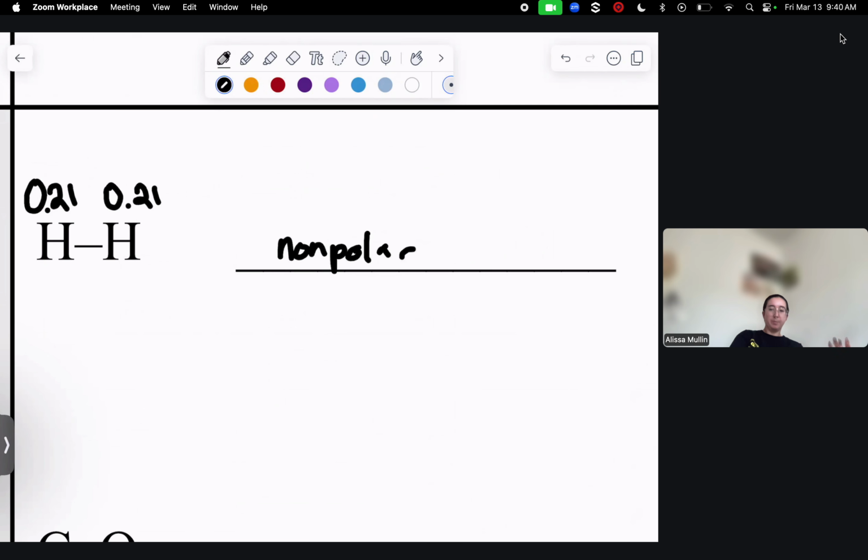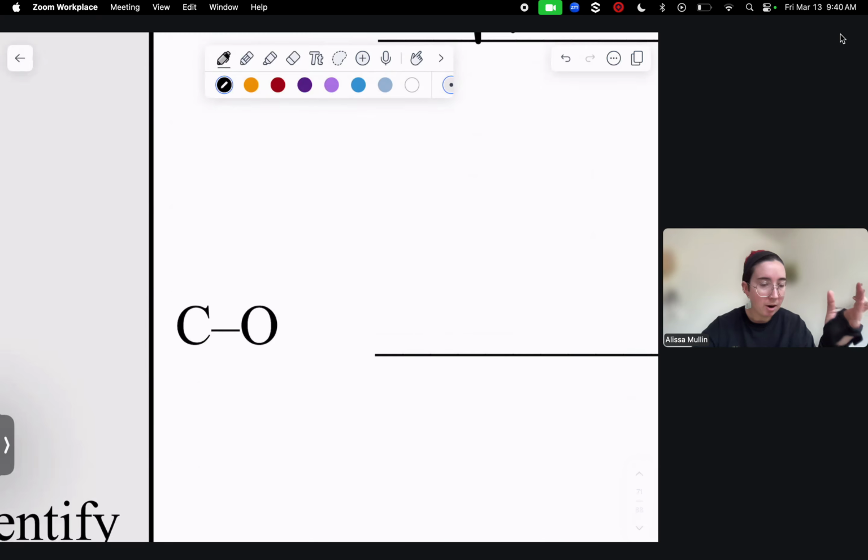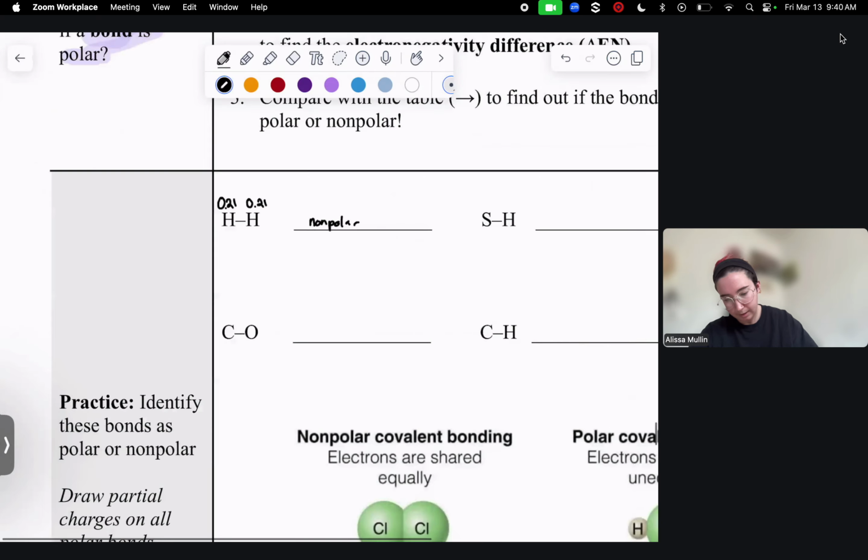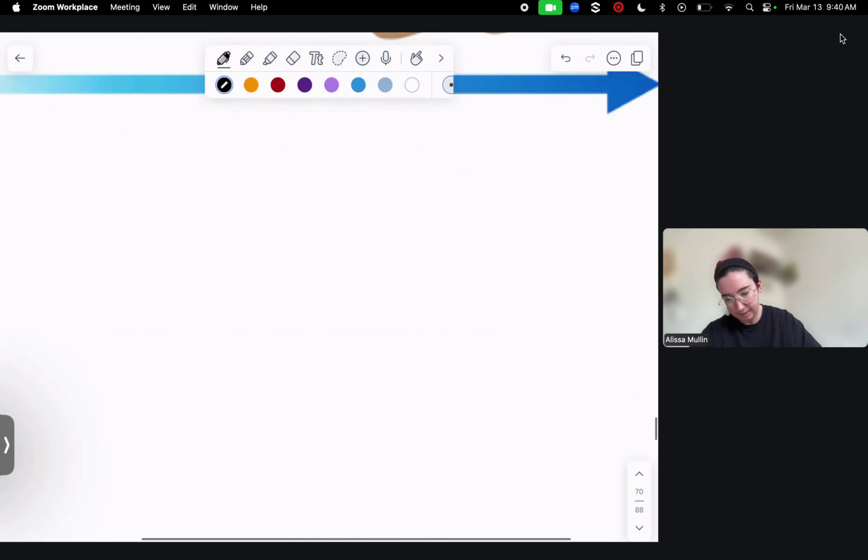Okay, so it's based on the difference between those numbers. Let's try this one now. So we're going to look at our previous page or at our packet. We're going to look at the table, and then we're going to find C, and we're going to find O. Here's oxygen, here's carbon. So let's look at our two numbers we have there.